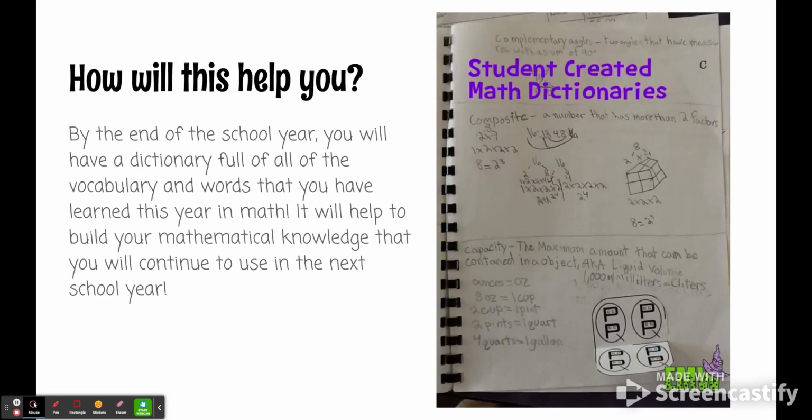So, how exactly will this help you? Well, by the end of the year, you'll have a dictionary full of all the vocabulary and words that you have used and learned in math this year. It will help to build your mathematical knowledge, not just for this year, but also for future years as well. As you can see on the right-hand side here, here's another example of a dictionary. This person has simply used their own blank paper, and they've come up with the word, a definition for the word, and then lots of different examples and images below. I think that's another fabulous idea if the worksheet that I'm about to explain doesn't work for you.